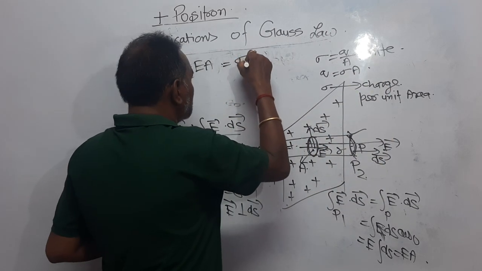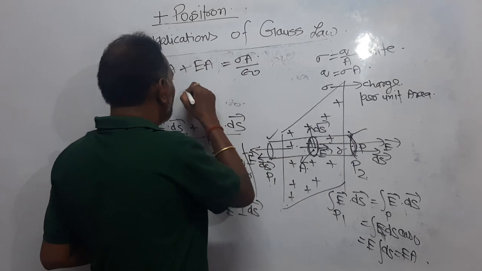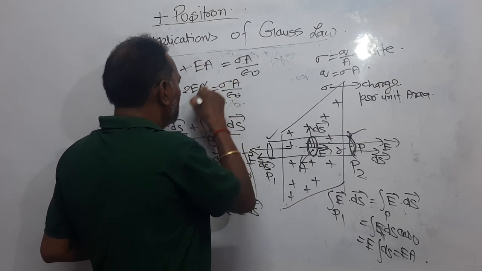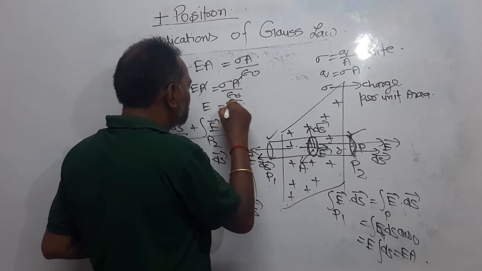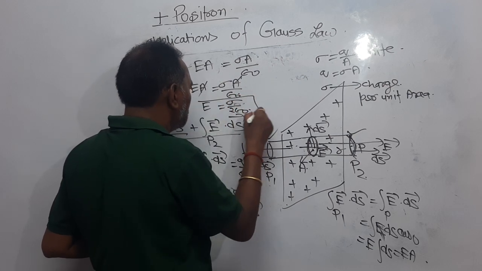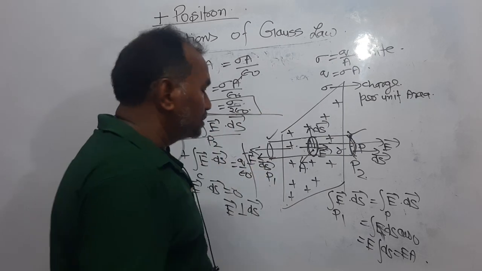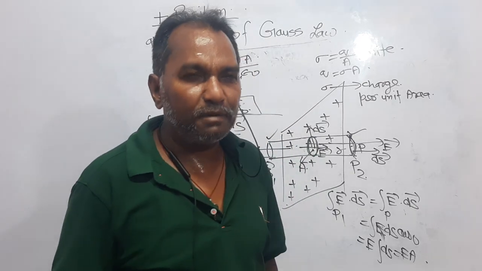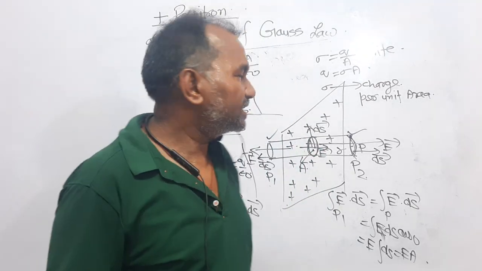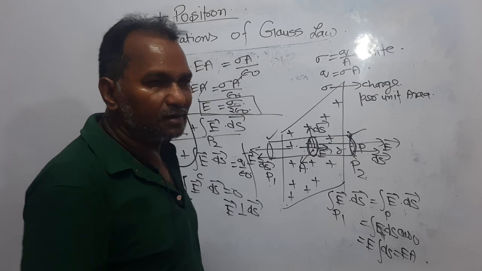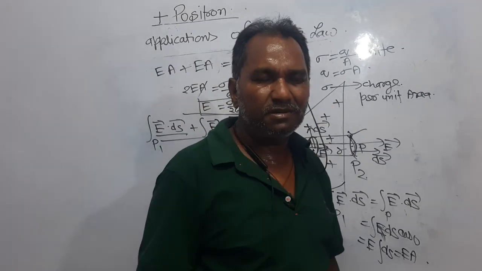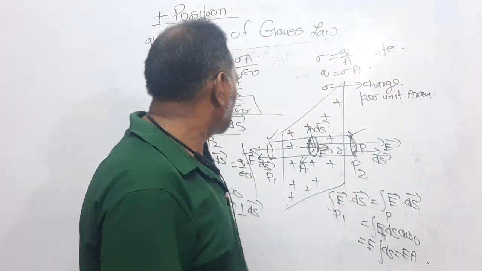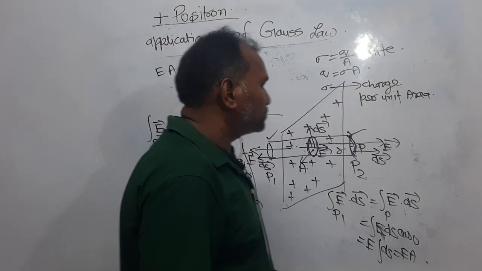So dear students, it is sigma A upon epsilon naught, or 2EA is equal to sigma A over epsilon naught. A will be cancelled, that is E equal to sigma upon 2 epsilon naught. So the electric field due to uniformly distributed charge on a thin plate of infinite area is E equal to sigma upon 2 epsilon naught. Whether positive charge or negative charge is distributed, the magnitude of electric field works out to be the same, right? So E is equal to sigma upon 2 epsilon naught.